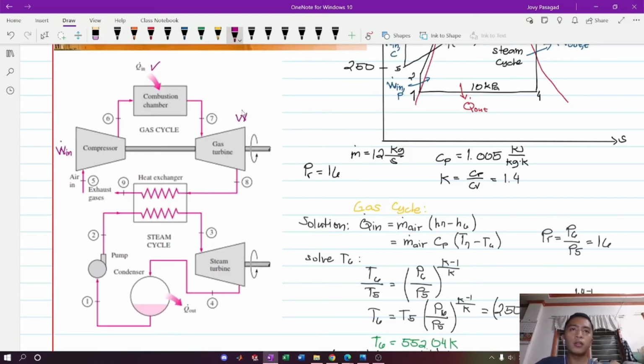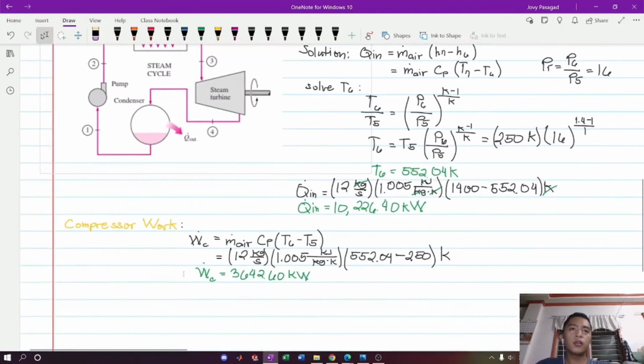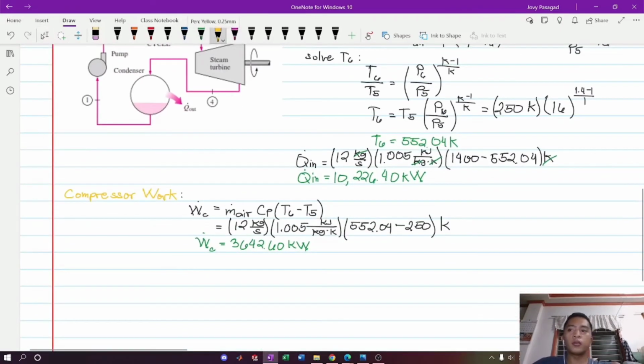Next is the work dot out sa turbine. So to solve this, we have the turbine work.